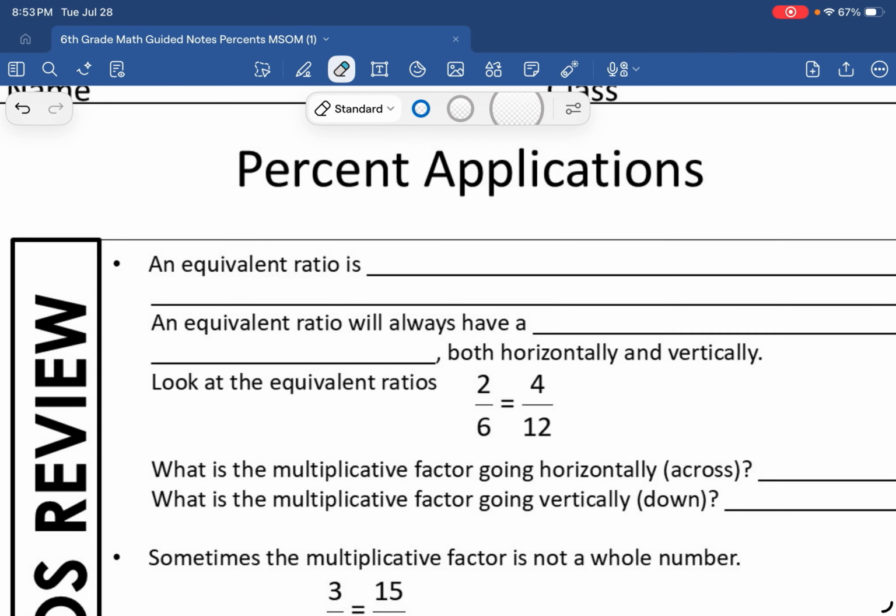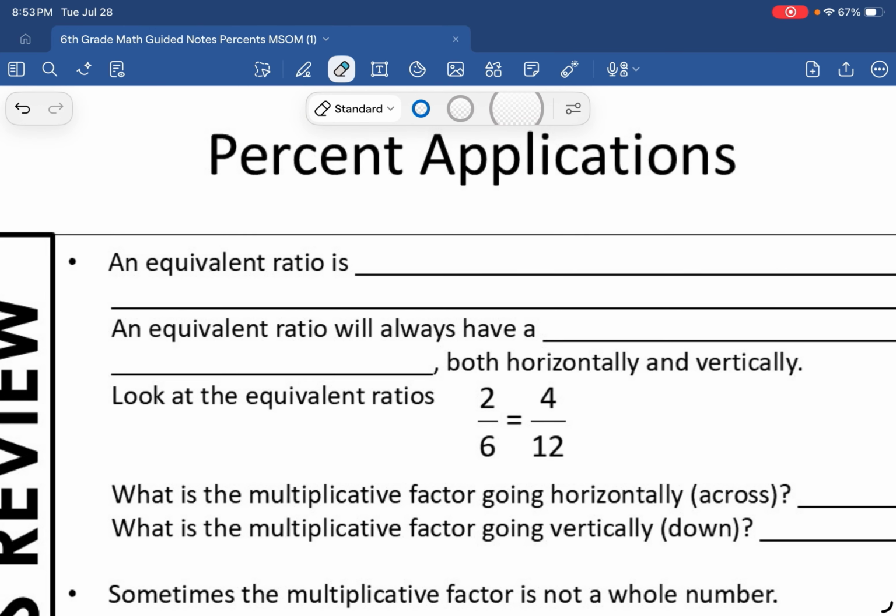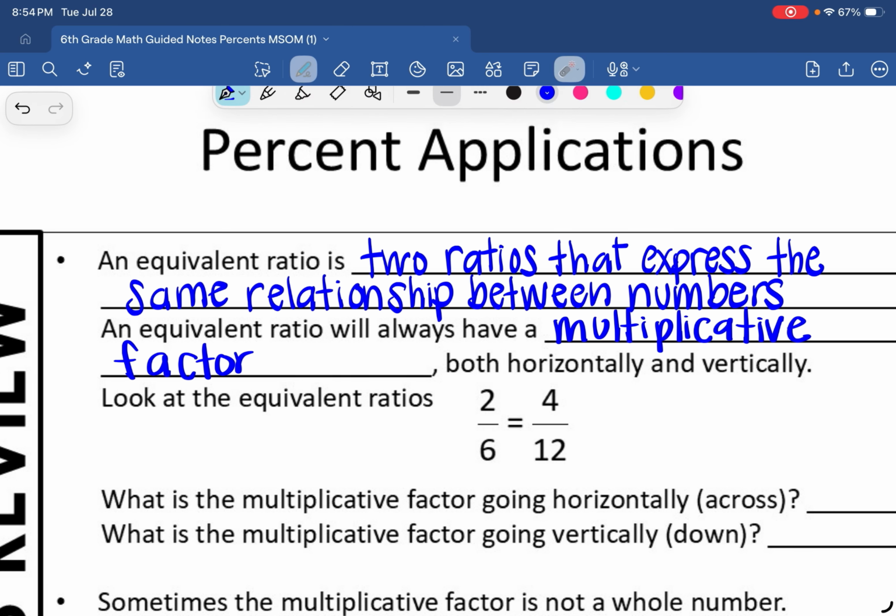Let's get started. We are first going to do a review of equivalent ratios. An equivalent ratio is two ratios that express the same relationship between numbers. An equivalent ratio will also have a multiplicative factor, both horizontally and vertically. Let's look at these equivalent ratios right here.